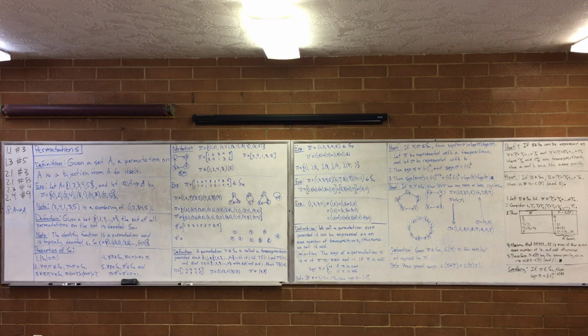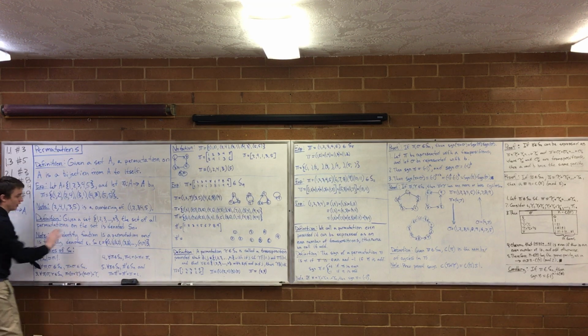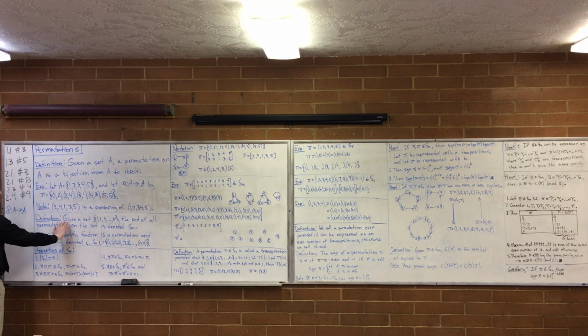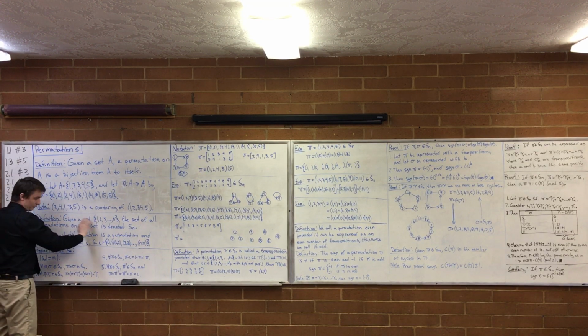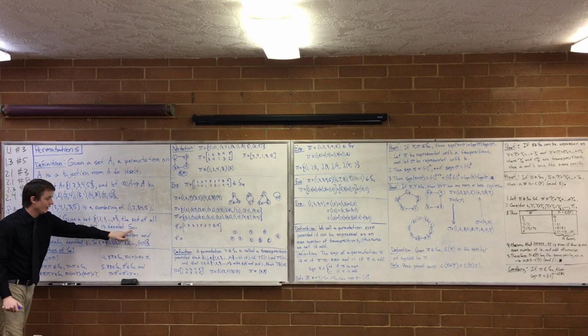So, idea of a permutation. Now, let's talk about all the permutations on the set. Given a set, 1, 2, 3 to n, the set of all permutations, all those bijective functions on that set, we denote S sub n.